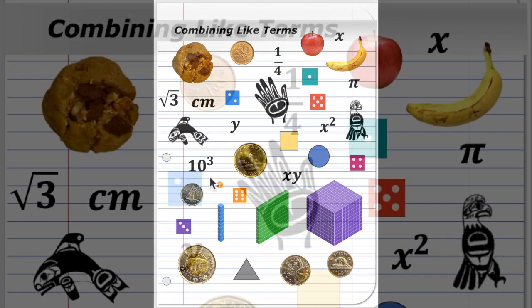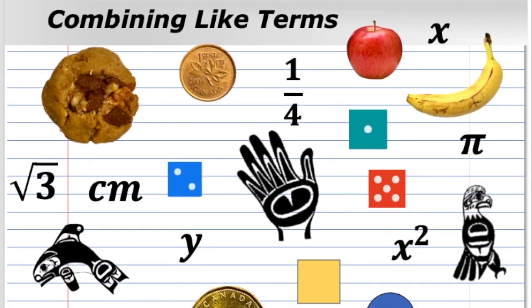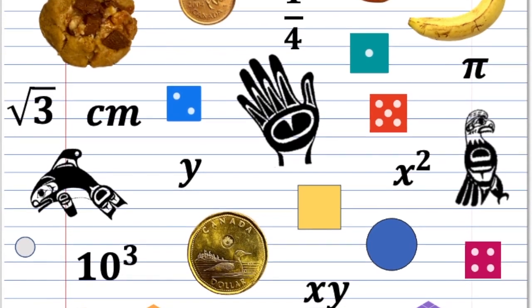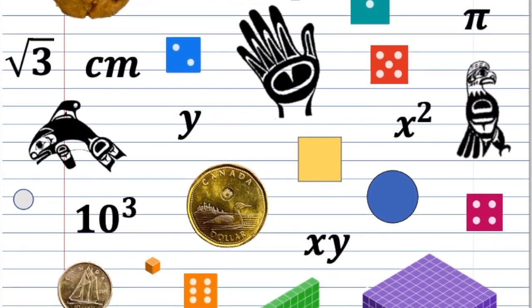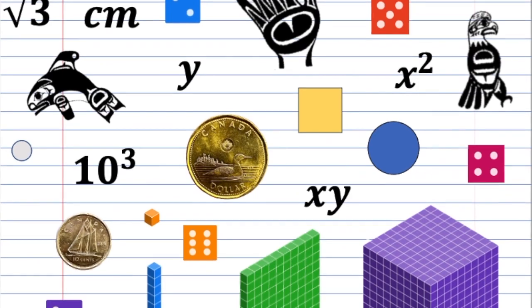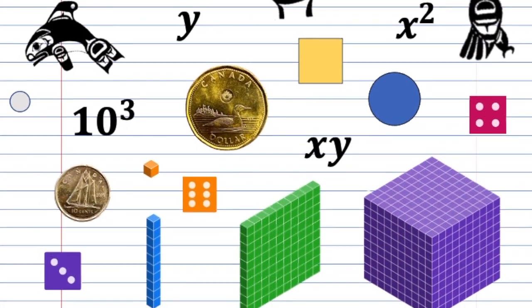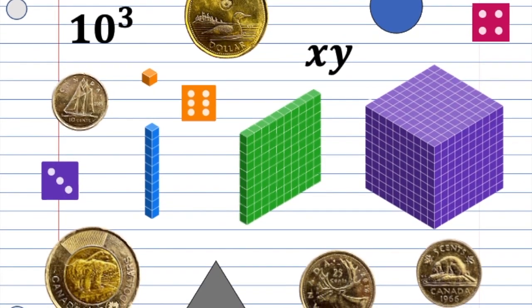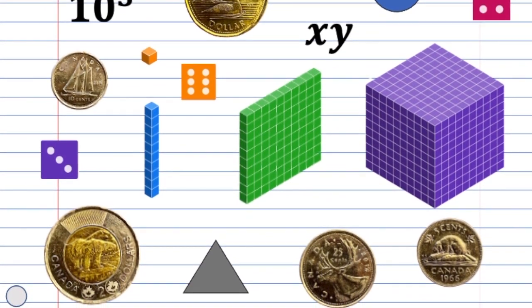is 1,000. The point of this little chit chat is to make you realize that when you see an X or a Y or an XY or an X squared, realize that these are just things that are the same. And when you have things that are the same, you can add them up.